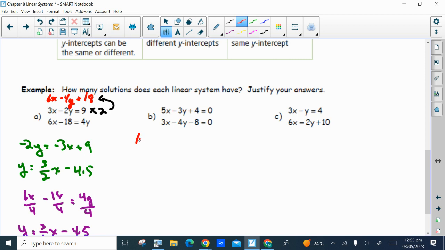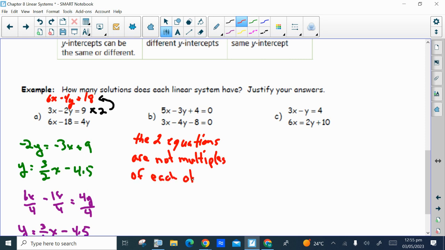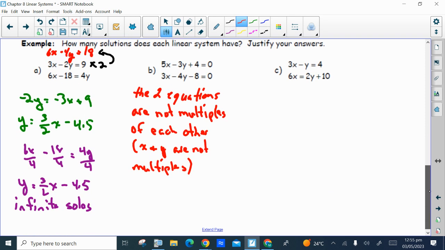So we can say the two equations are not multiples of each other. And more specifically, as we saw earlier, it's important that the x and y are not multiples of each other. That's really what tells us that they are two different lines. They'll have different slopes, so therefore there will be one solution.